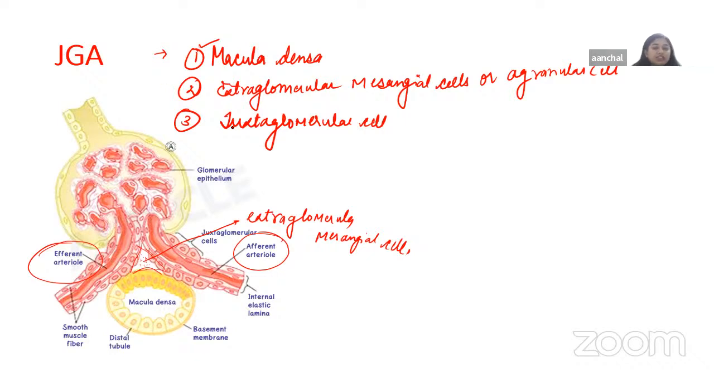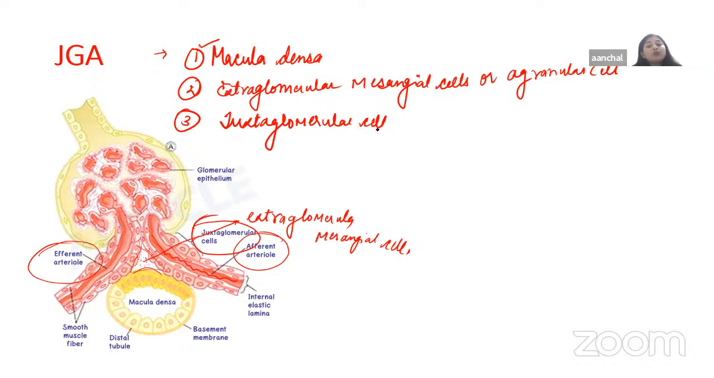Now finally we have the juxtaglomerular cells. As we can see in the diagram, these are specialized smooth muscle cells, and they are situated in the wall of the afferent arteriole. Like this is the afferent arteriole we have. These smooth muscle cells are mostly present in the tunica media and tunica adventitia of the wall of the afferent arteriole, and these cells are also known as granular cells because of the presence of secretory granules in their cytoplasm.